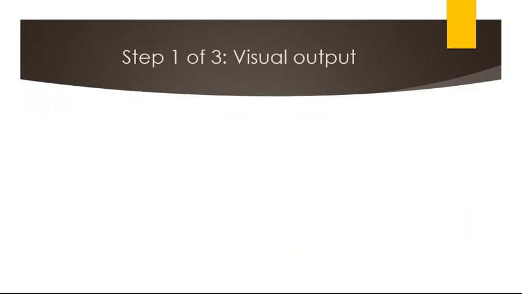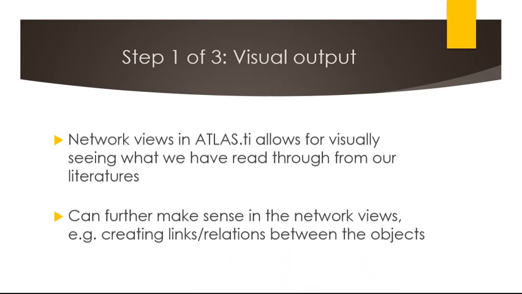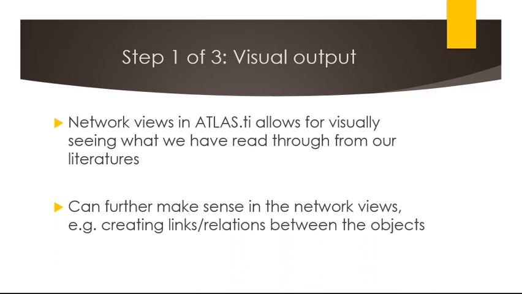There are three types of outputs which can be generated within ATLAS.ti. The first one is visual, second one is textual, and the third one is numerical. I'm going to start with the visual output. The feature in ATLAS.ti, we call it the network views. Network views in ATLAS.ti will allow us to visually see what we have read through from our literatures. In other words, once you have highlighted that literature and you have coded it with a specific code, or you have memoed it with a specific memo, then you can ask ATLAS.ti to present to you everything that you have highlighted for that particular code in visual format.